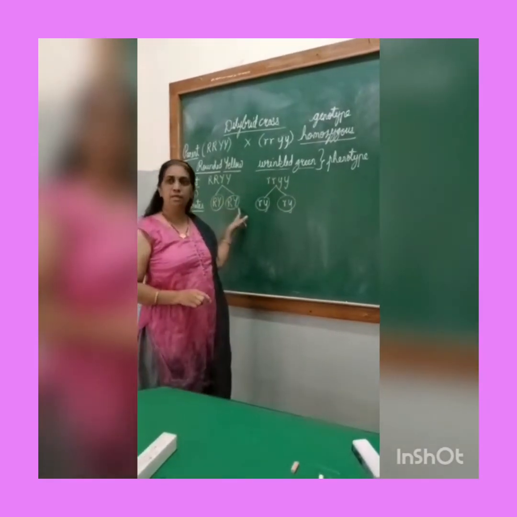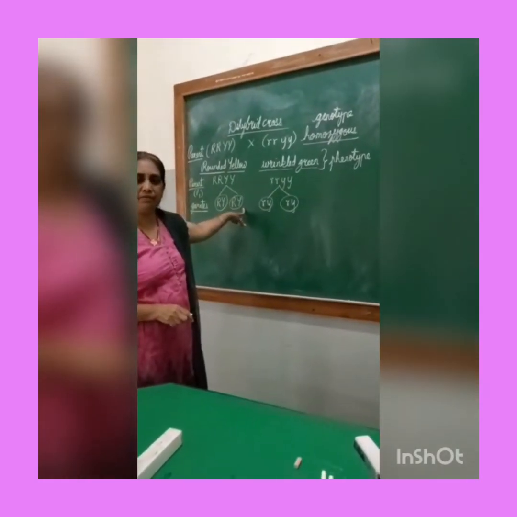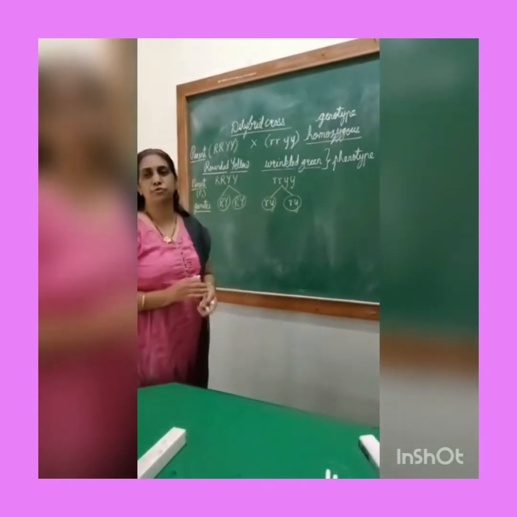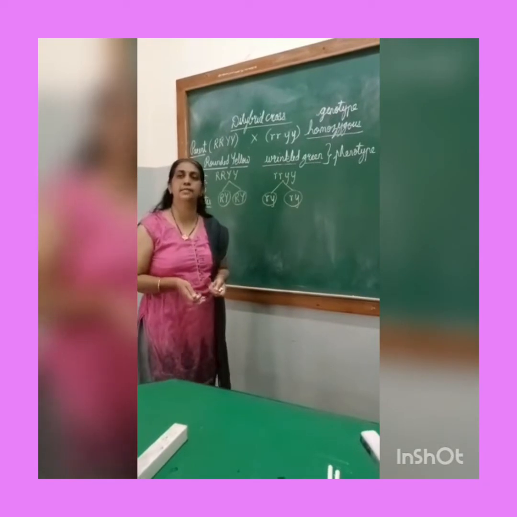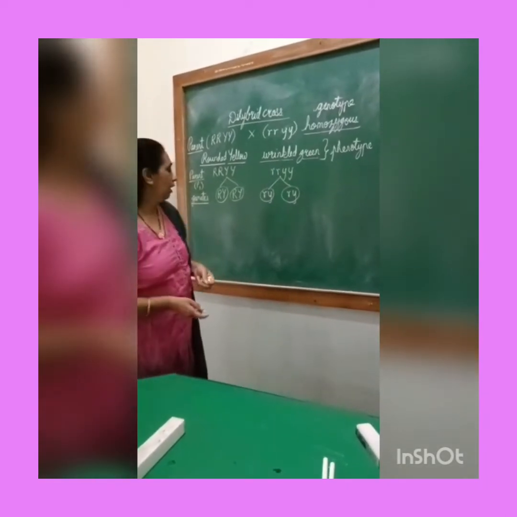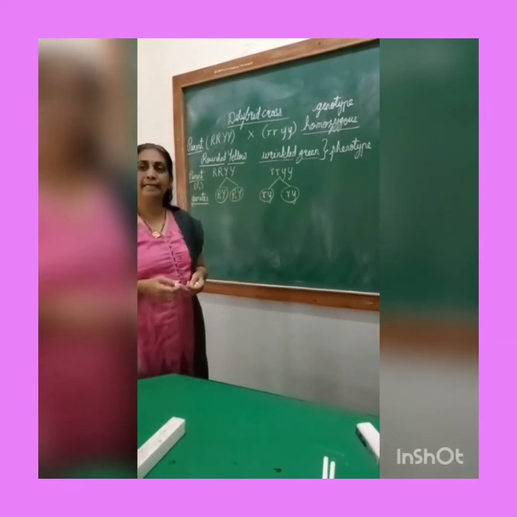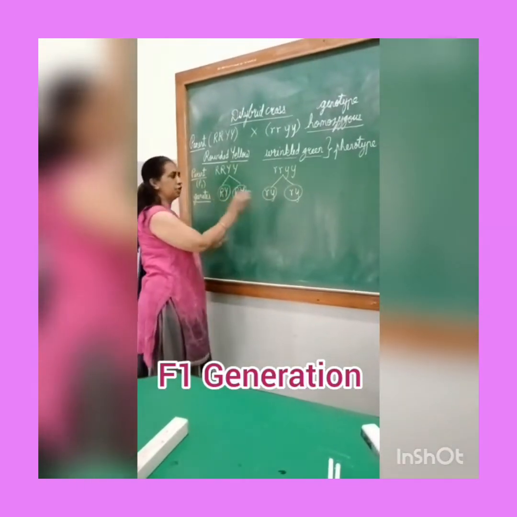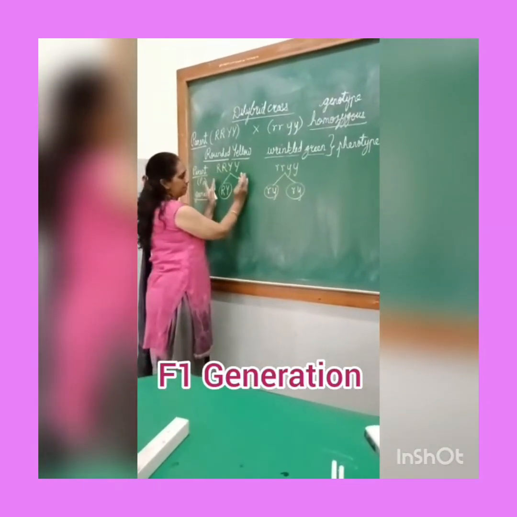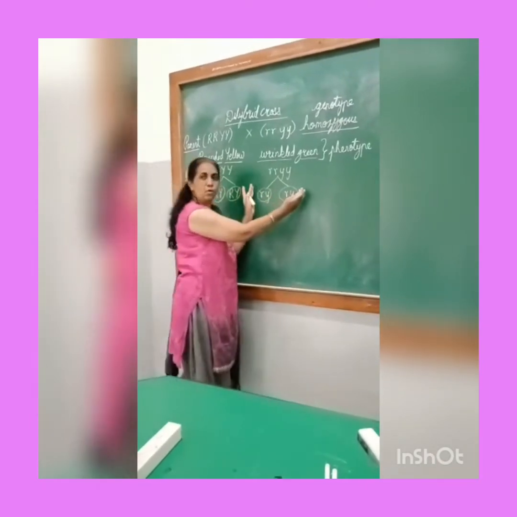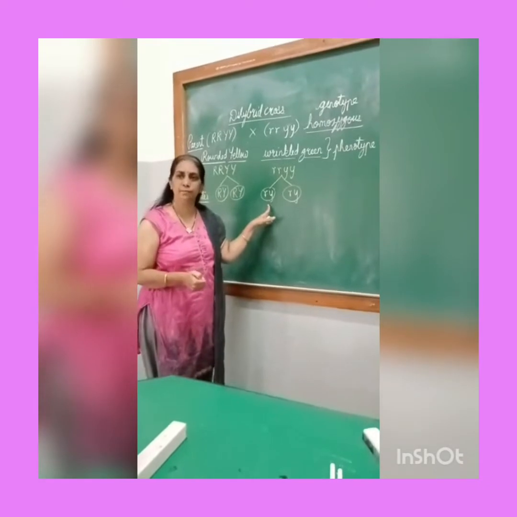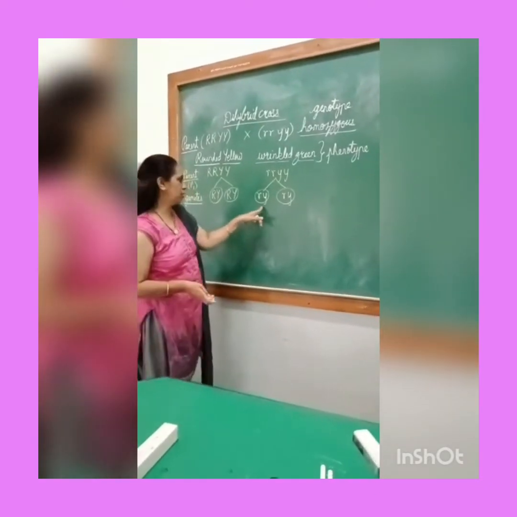Okay, this is the genotype of the gamete which is formed. Now let us see what happens when these gametes fuse together to form the zygote. That is the F1 generation. Now F1 generation, that is first filial generation, will be formed by the fusion of these gametes. Suppose this is the pollen and this is the ovule. So one pollen grain and one ovule will fuse together in the fertilization process.